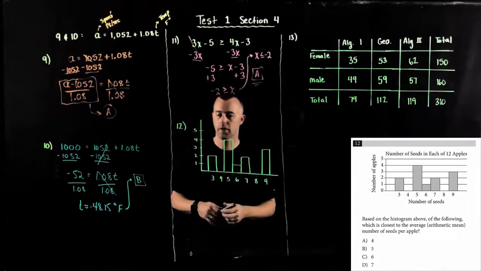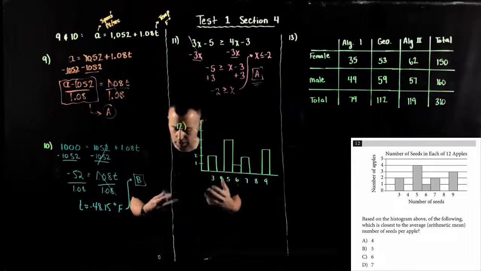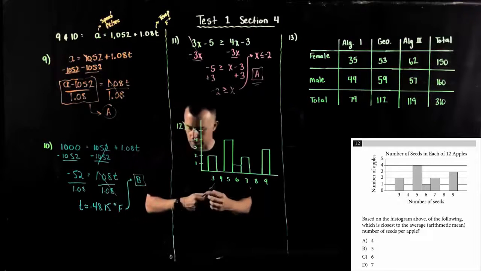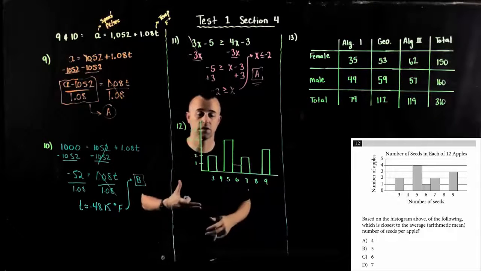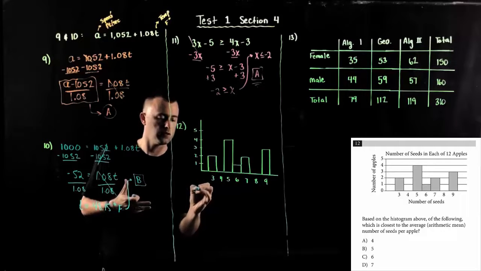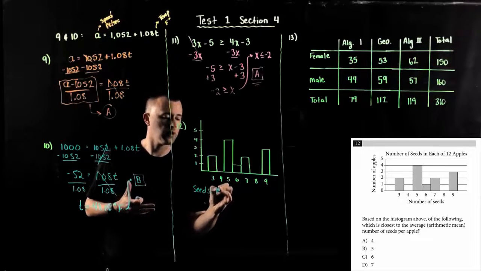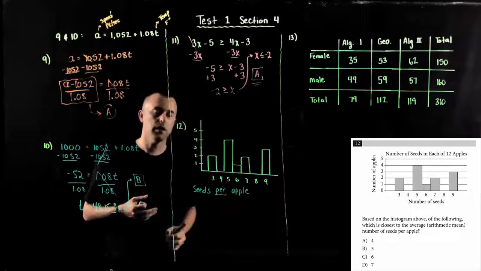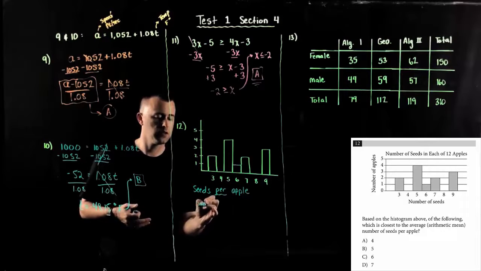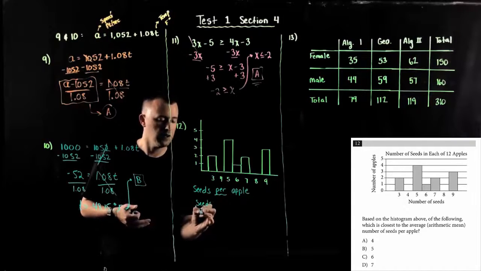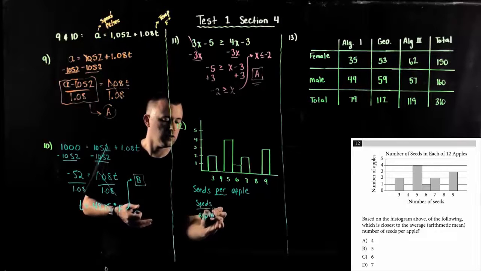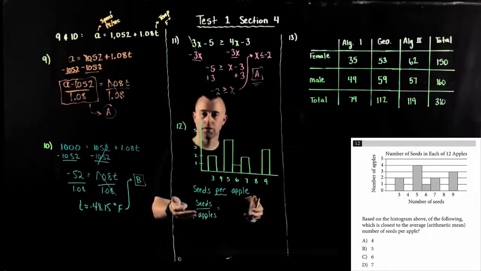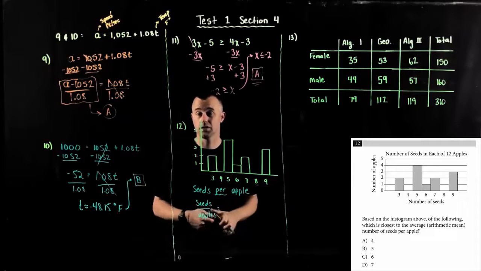All right, number 12 is giving us this chart, and this is a histogram here. It says, which of the following is closest to the average number of seeds per apple. When they say something like seeds per apple, the word per is going to be super important here because it's telling us to divide. So we're going to go seeds, the word per means divide, and then apples. So it is plural here. What we need to do is figure out how many seeds there are, how many apples there are, and divide them. That's really all they're asking us to do in this problem.